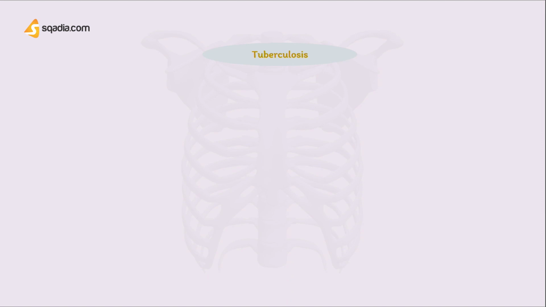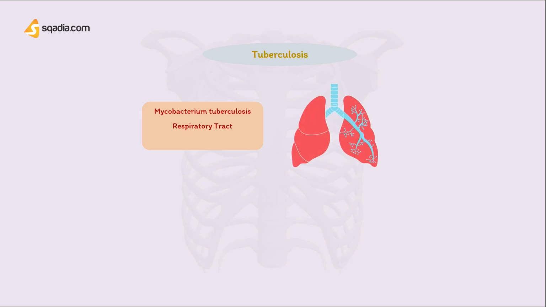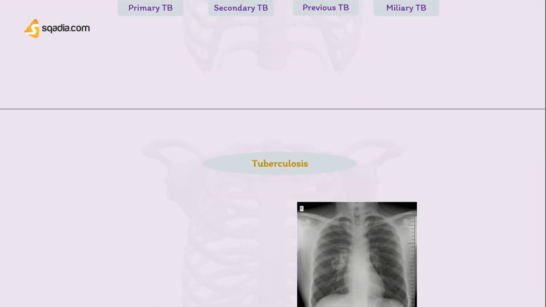Next, we have tuberculosis. Now, tuberculosis is an infection most often caused by Mycobacterium tuberculosis, affecting mainly the respiratory tract, though it can involve any system in the body. Tuberculosis has various manifestations in the lung and often presents in the lung apices. There's a lot of crossover between the radiological appearances of primary TB, secondary TB, previous or old TB infection, and also miliary TB. So let's go through them.